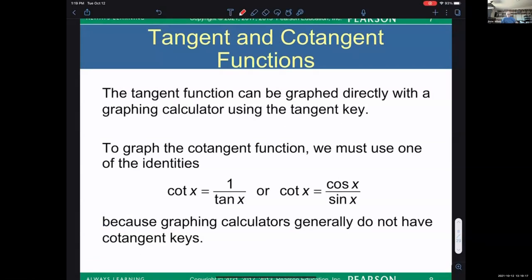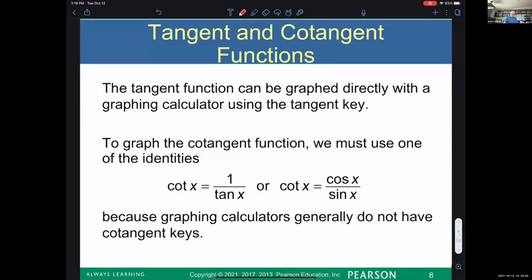So it says that the function can be graphed directly with a graphing calculator using a tangent key, but sometimes to graph the cotangent function, you have to write it as the reciprocal or the flip of the tangent function, because you may be working with a calculator that doesn't have a separate cotangent button. So they're just trying to help you, depending on which calculator you're using. With most of the more powerful graphing utilities nowadays, it's very easy to graph cotangent. But it's always just the flip of the tangent function if that's helpful when making the graphs.